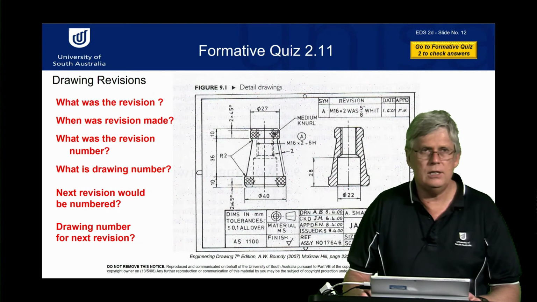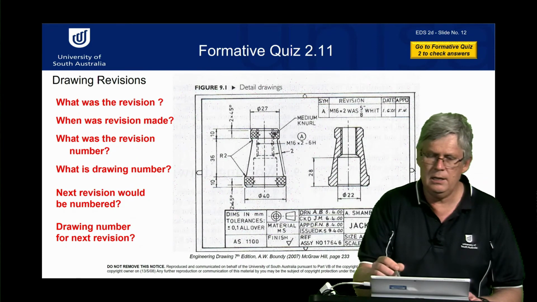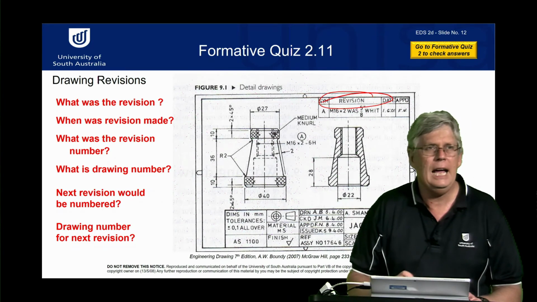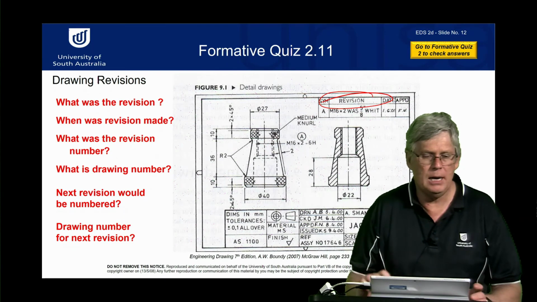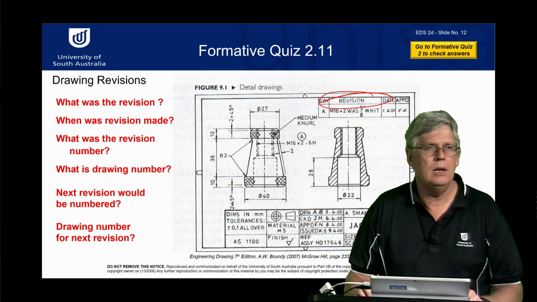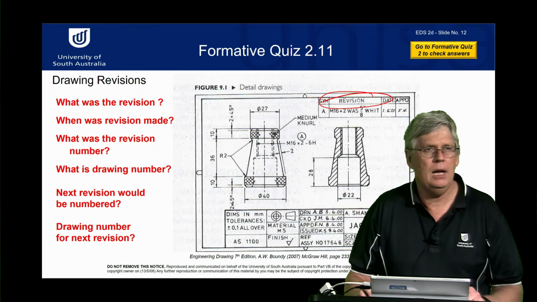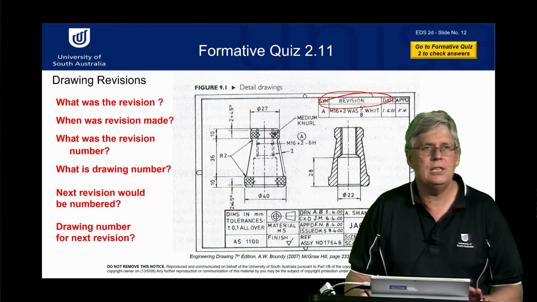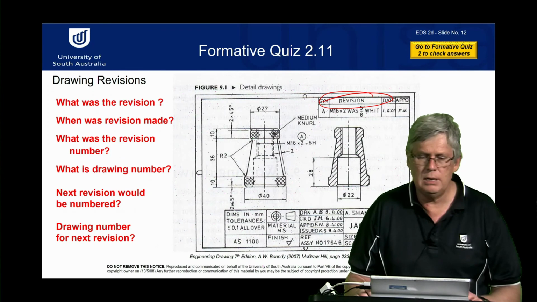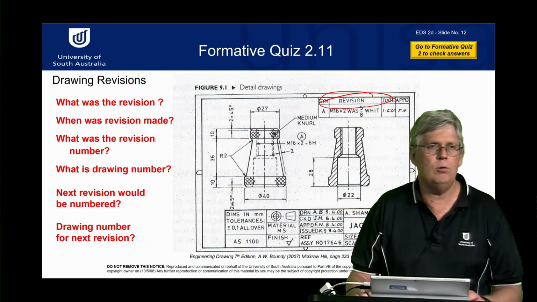Now here's an example of a part that they've done a revision on. You can see here, now we've got a revision note, and there are some questions for you to think about. What was the revision? When was it made? What was the revision number? What is the drawing number? What would you call the next revision if we did another one? And what would be the drawing number for the next revision? Those are some questions to look at that drawing and ponder over. You can check your answer in the formative quiz.